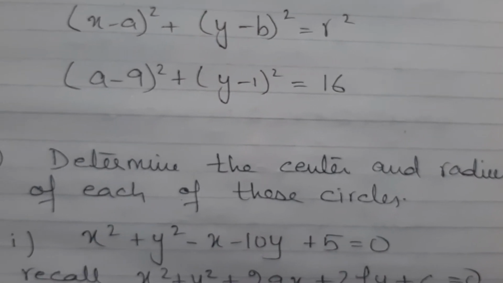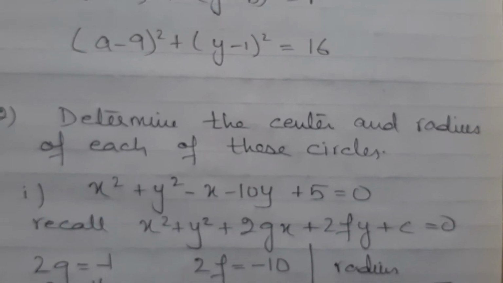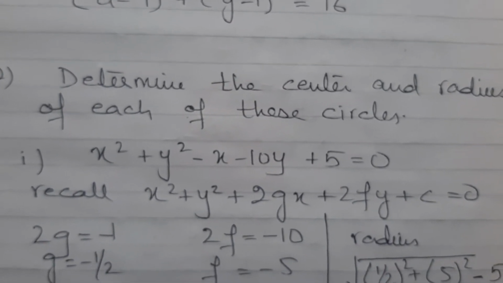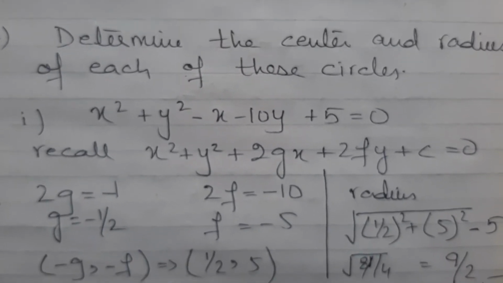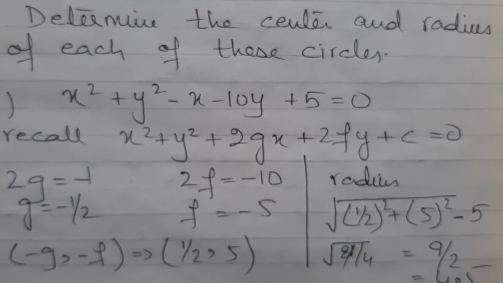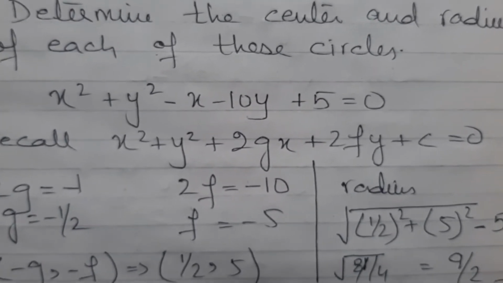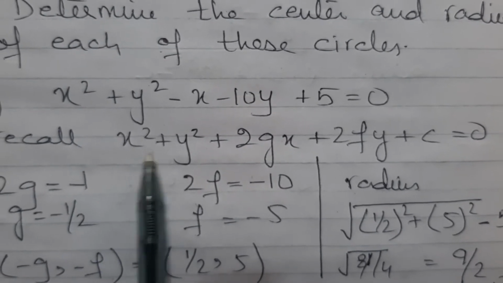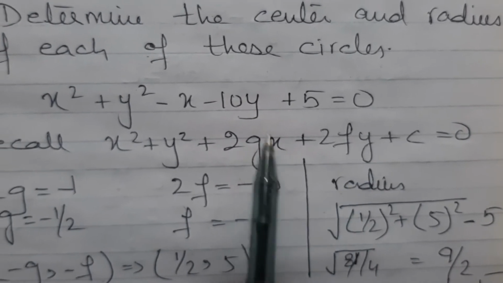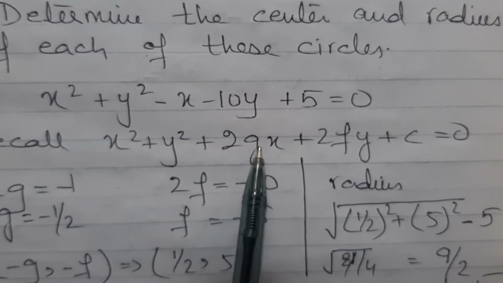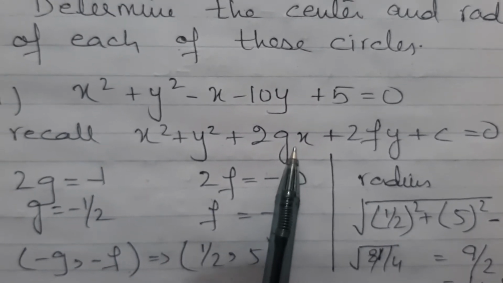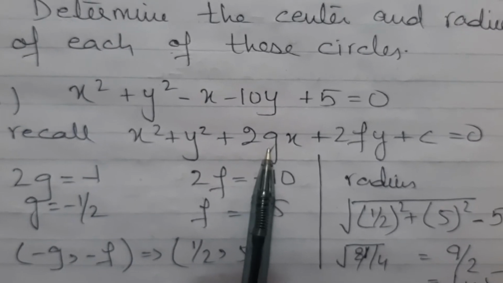Second question. Determine the center and radius of each of these circles. Now this is given in this form: x² + y² − x − 10y + 5. So we will compare it with the general equation, which is x² + y² + 2gx + 2fy + c. So we'll compare our equation with the general form and try to get f and g out of it, because then the center of the circle will be (−g, −f).